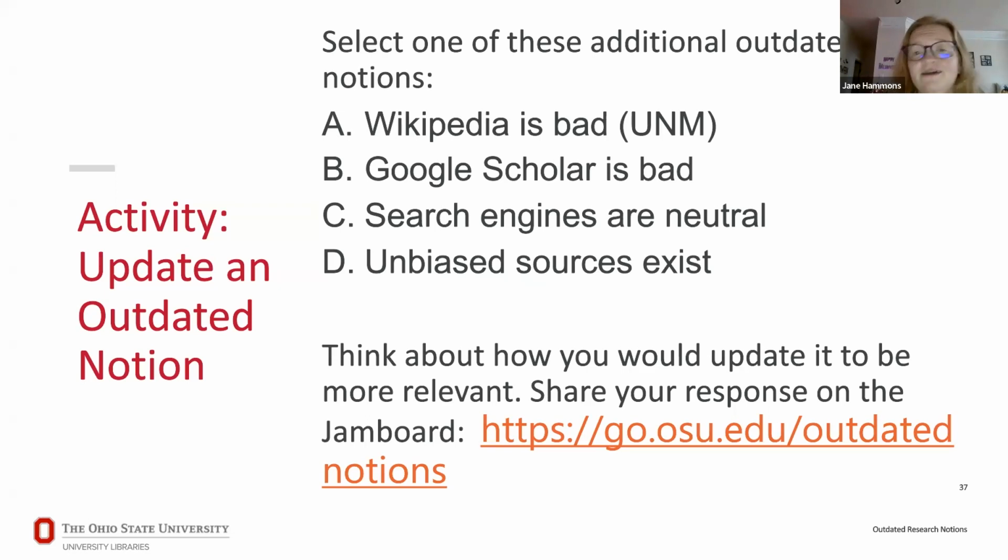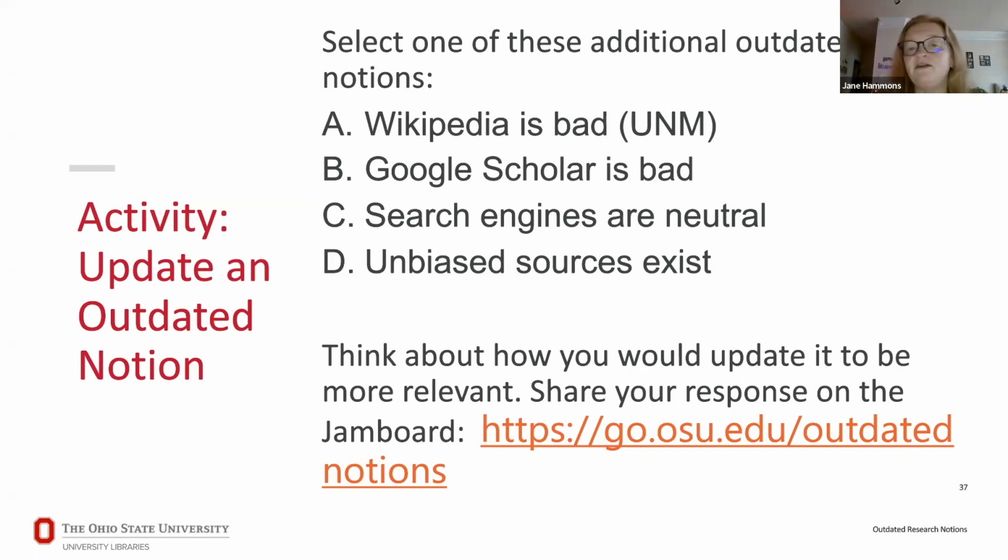One, Wikipedia is bad, which is also one that was highlighted by librarians at the University of New Mexico. Another potential one is Google Scholar is bad. One is search engines are neutral. And one is unbiased sources exist. So why don't you take a minute and take a look at any of those and see if there are any one of those that you think is a really important outdated notion that we need to address. And if so, what guidance you might think about sharing instead.